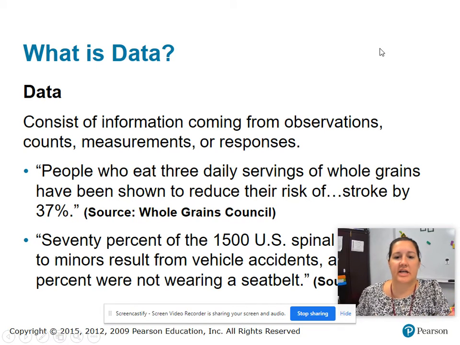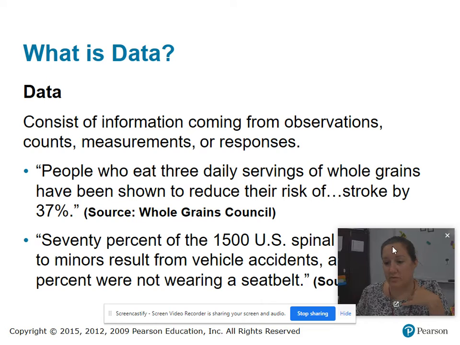Data. We hear it all the time. It's any info coming from observations, counts, measurements, responses. They can be in many forms.